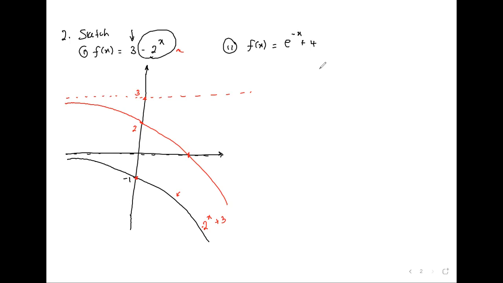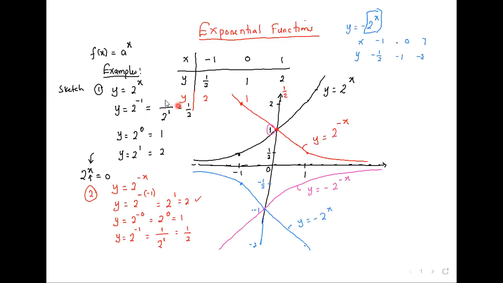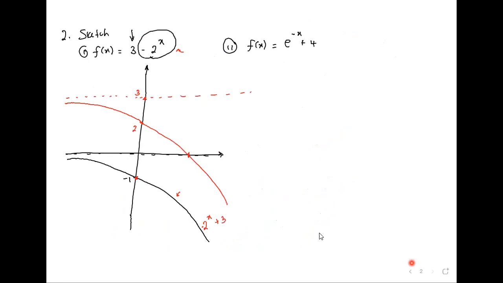So in the previous page, what did we do? We found the graphs of 2 to the power x, of 2 to the power -x, of -2 to the power x, and the graph of -2 to the power -x. Now, this graph here, it's the graph of minus 2 to the power x. This one. So what happens is this. I want to sketch the function 3 minus 2 to the power x. I want to sketch this function.